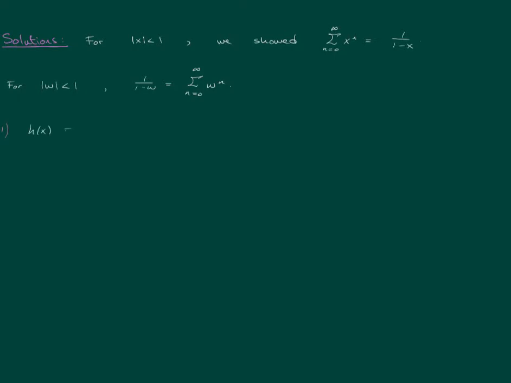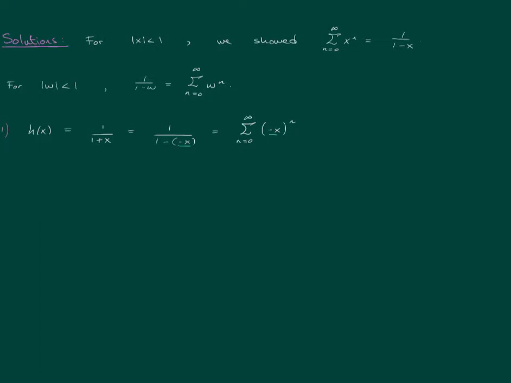So let's solve the first problem. h of x is equal to 1 over 1 plus x. I can rewrite this as 1 over 1 minus minus x. Now, this is the sum of minus x to the n, n goes from 0 to infinity.